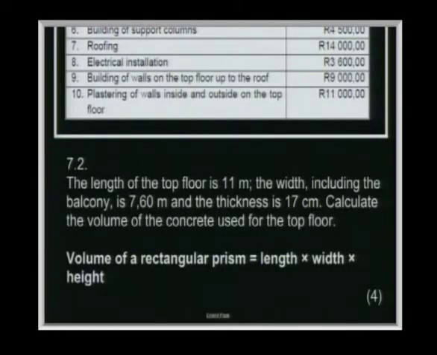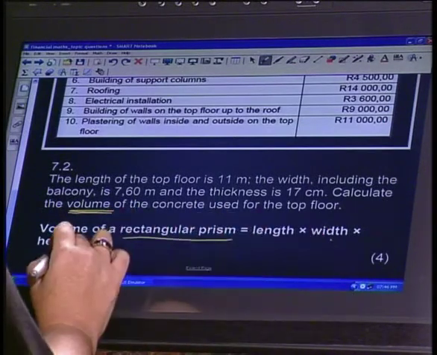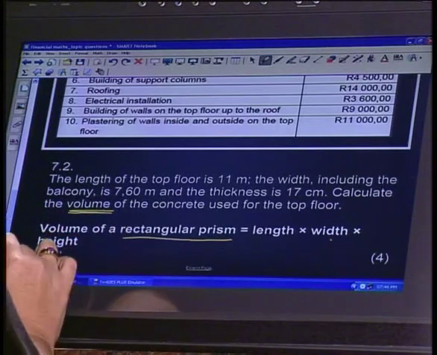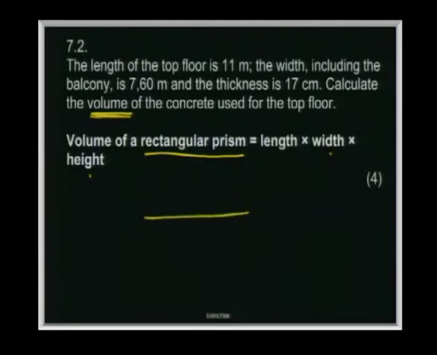7.2, the length of the top floor is 11 meters. The width, including the balcony, is 7.6 meters, and the thickness is 17 centimeters. Calculate the volume of the concrete used on the top floor. The volume of a rectangular prism is the length times the width times the height. So we need to actually imagine what that looks like. So we've basically got a rectangular prism, and it's got a height as well.